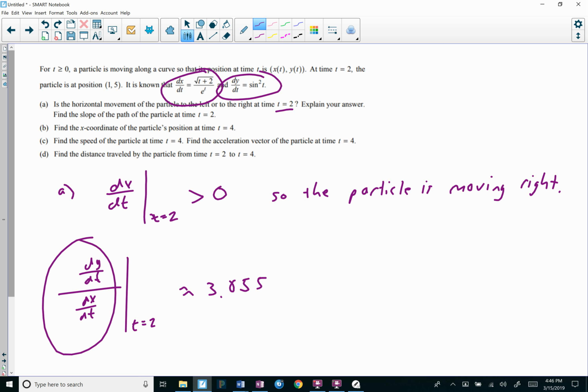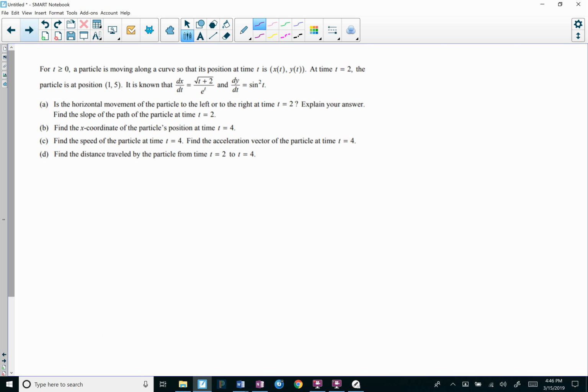Okay, part B, find the x-coordinate. Let me go to the next page here. Find the x-coordinate of the position at t equals 4. Okay, so we're given this right here at t equals 2. We're asked for t equals 4. So I'm going to do the integral from 2 to 4, right? I have to use what I'm given and what I'm asked. And we're finding the x-coordinate, so I'm going to use the x derivative.